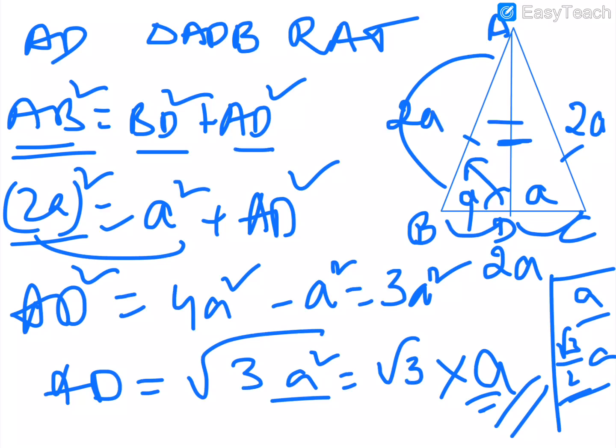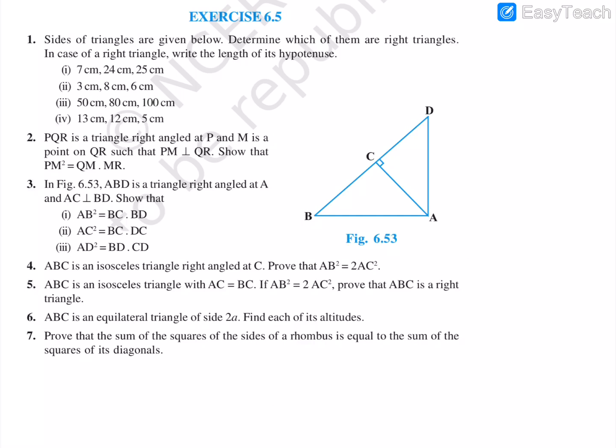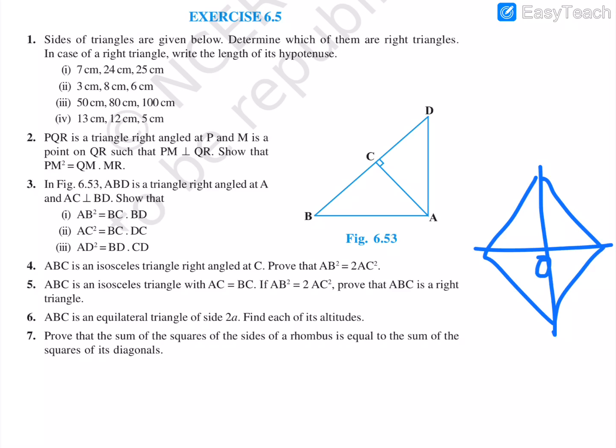Now coming to the last question. Prove that the sum of squares of sides of a rhombus is equal to the sum of squares of its diagonals. I'll give you a clue. If you are not able to do it, we will do it in the next video. So simply we have a rhombus here. In this rhombus they're asking us to prove, so we will take these diagonals also.